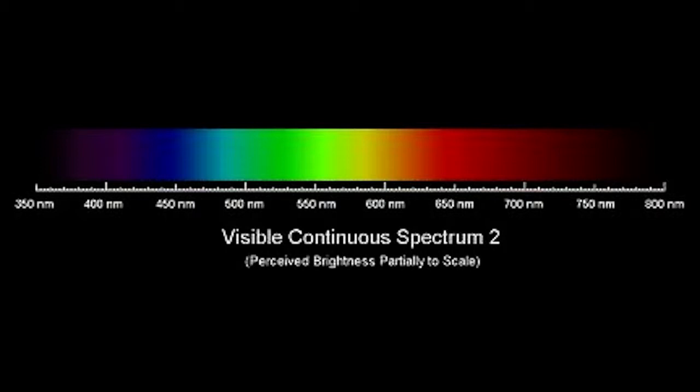This is because as she moves towards you, the light in front of her is squished, which means that she is on the blue end of the visible light spectrum. As she moves away from you, the light behind her is stretched, meaning that she is in the red area of the visible light spectrum.